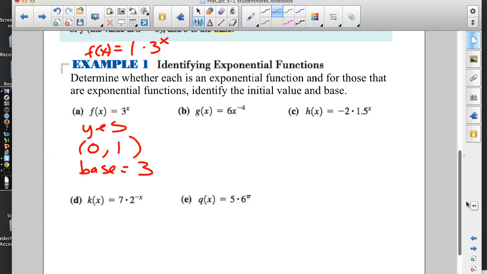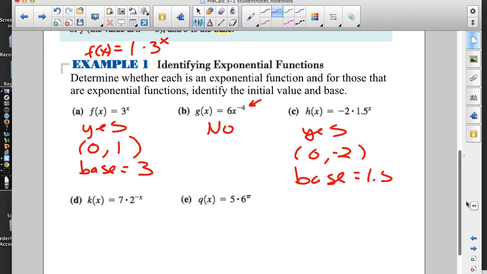How about B? Is that an exponential function? No, this is not. The variable is actually part of the base. It's not the power. So this is a no. It's not the exponent that we needed to put there. How about C? Exponential function. Yeah. Initial value 0. What? 2. And they also wanted, try to write parentheses here, they want the base. What's the base for that one? 1.5.